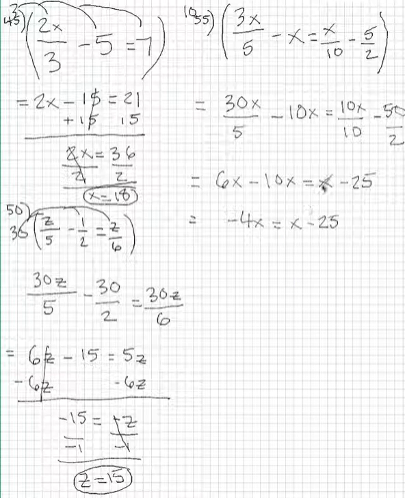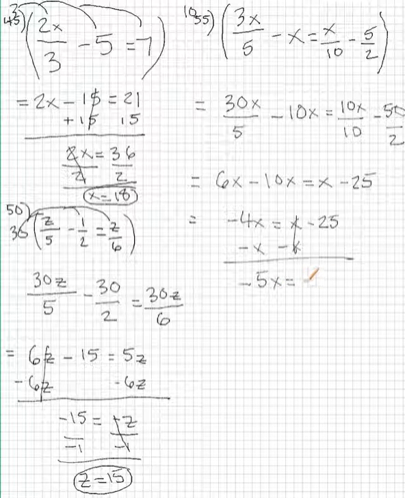Now what we're going to do is move this x over to this side because we want to get the like terms together. So now these cancel out. You're left with negative 5x equals negative 25. Now we divide by negative 5 on each side so we can get the x by itself. x will equal 5.